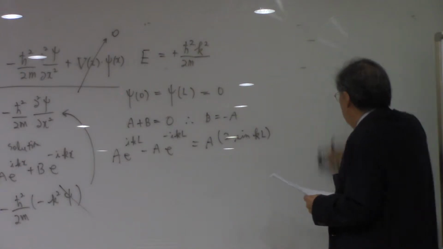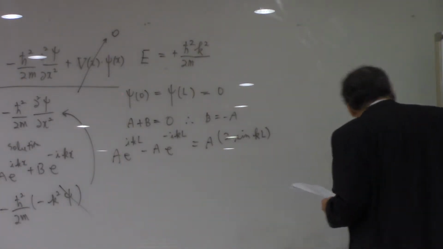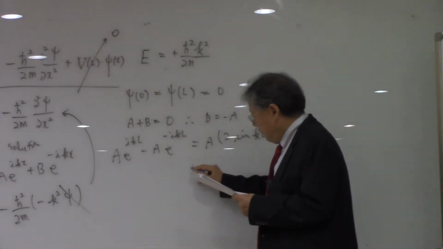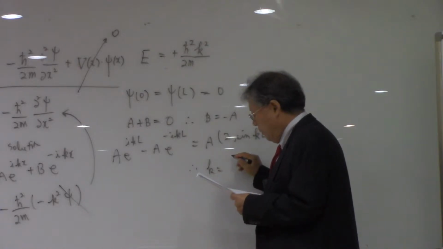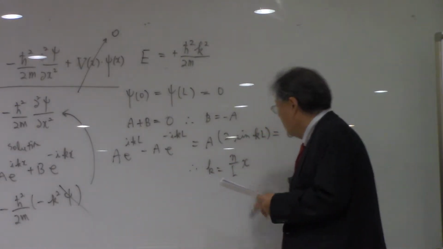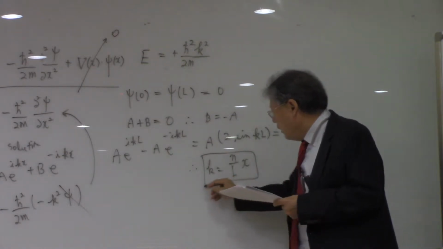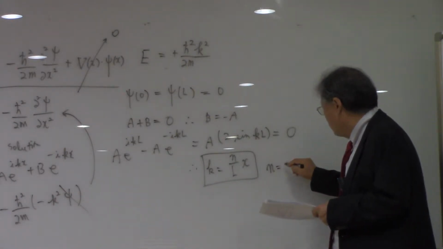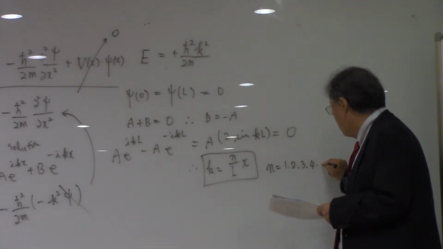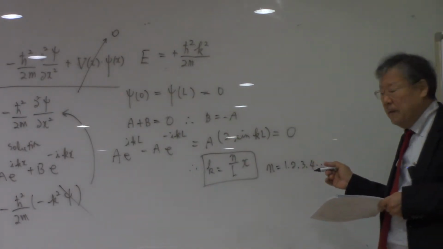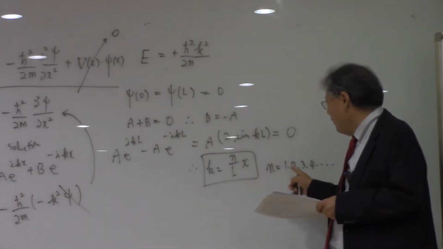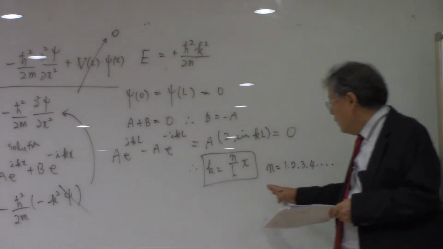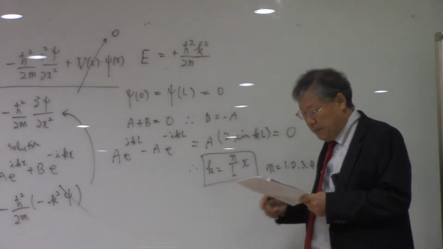Right? Then it should be 0. So k is equal to n pi over L x. Now we see that the wave number is quantized, where n is equal to 1, 2, 3, 4, multiple integers, right? So n cannot have a fraction between these digits. So it is quantized somehow.